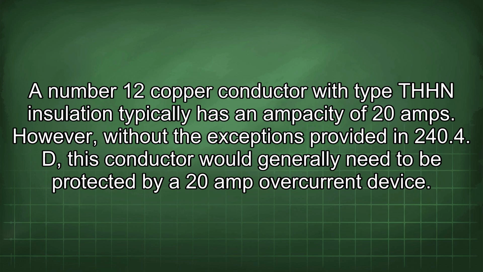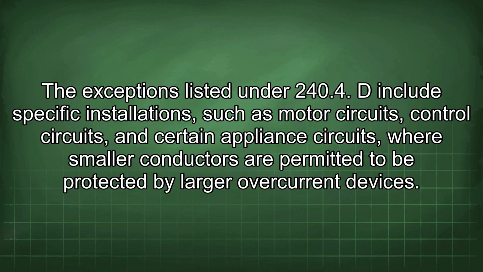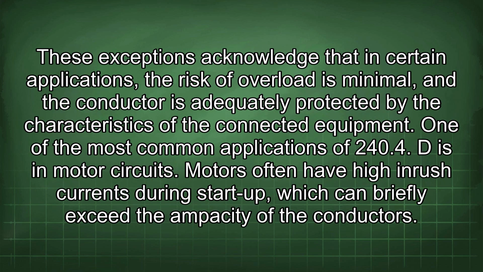However, without the exceptions provided in 240.4(D), this conductor would generally need to be protected by a 20 amp overcurrent device. The exceptions listed under 240.4(D) include specific installations such as motor circuits, control circuits, and certain appliance circuits where smaller conductors are permitted to be protected by larger overcurrent devices. These exceptions acknowledge that in certain applications the risk of overload is minimal and the conductor is adequately protected by the characteristics of the connected equipment.